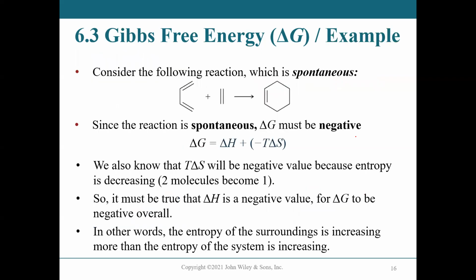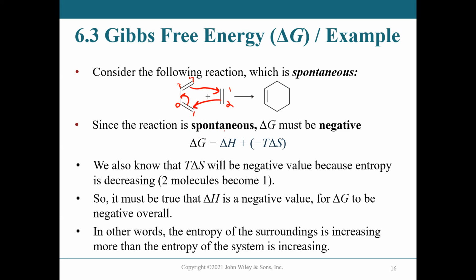So it says consider the following reaction, which is spontaneous. We haven't talked about this, but this would go here, this would go here, and this would go here. And that's how you get this 6-membered ring. Because think about this: you have 1, 2, 3, 4 carbons here. You have 1, 2. So this is how this formation would happen.